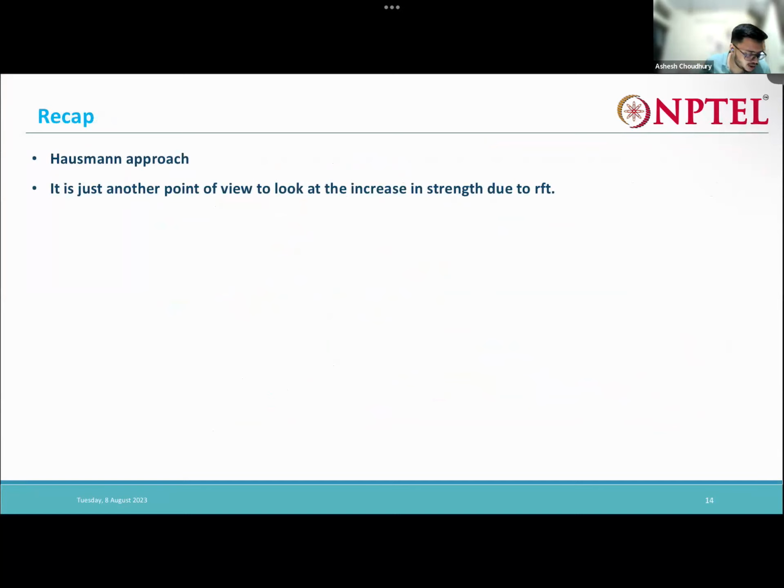Then you have the Haussmann approach. The Haussmann approach is nothing but a different point of view to explain the increasing strength of the reinforced soil. Here we are looking at it in terms of the reduction in confining pressure.